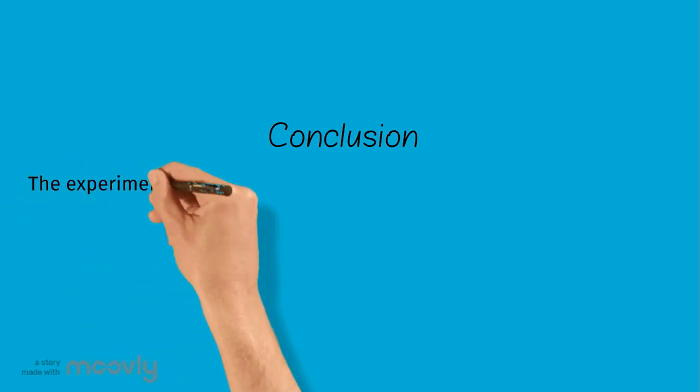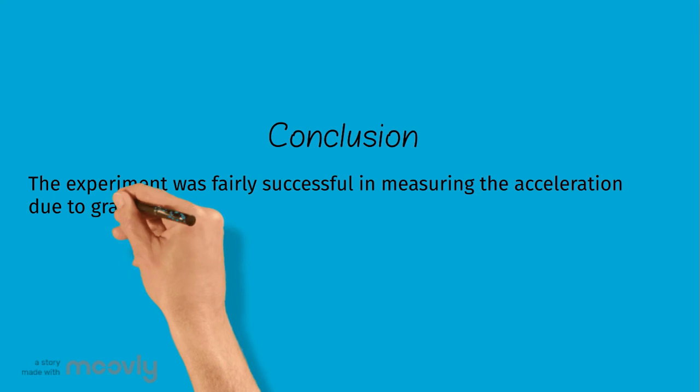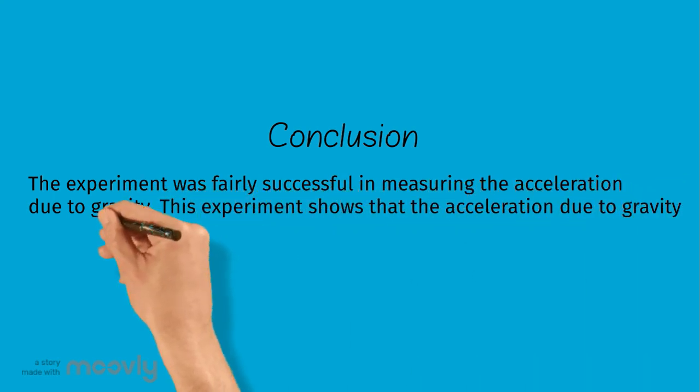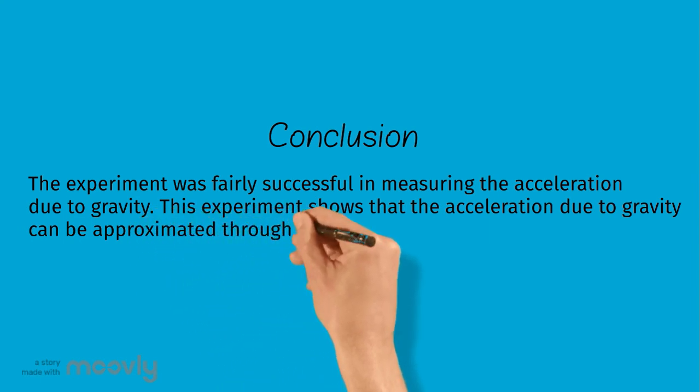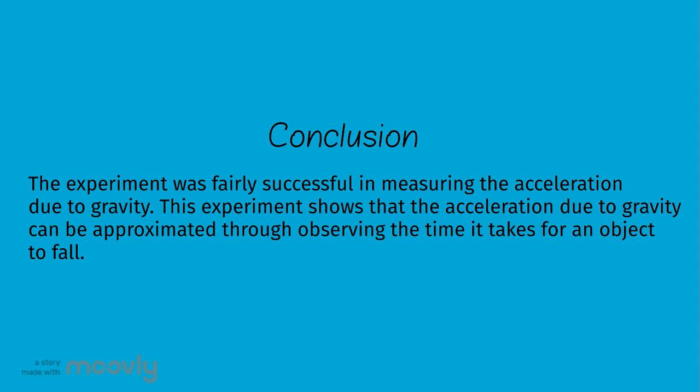In conclusion, the experiment was fairly successful in measuring the acceleration due to gravity. The value of the acceleration from the experiment was negative 9.2 meters per second squared, which is relatively close to the real value, which is 9.8 meters per second squared, although there was an uncertainty of plus or minus 3.013 meters per second squared. This fundamentally means that the downward force of gravity and its acceleration can simply be approximated through dropping an object and observing how long it takes to fall.